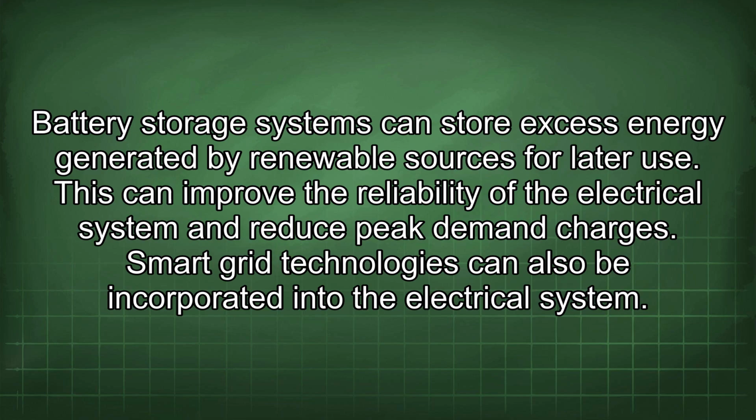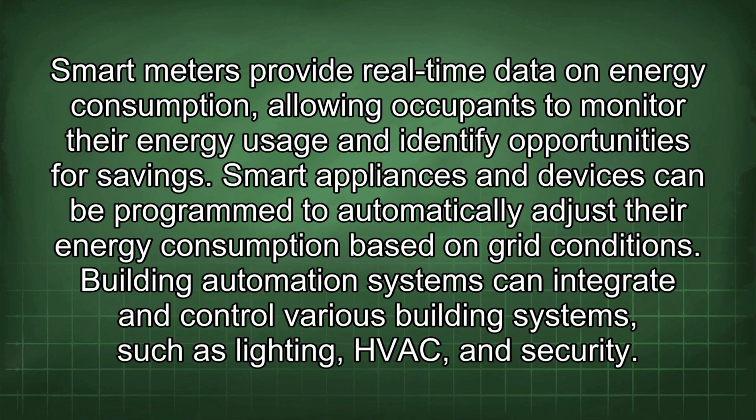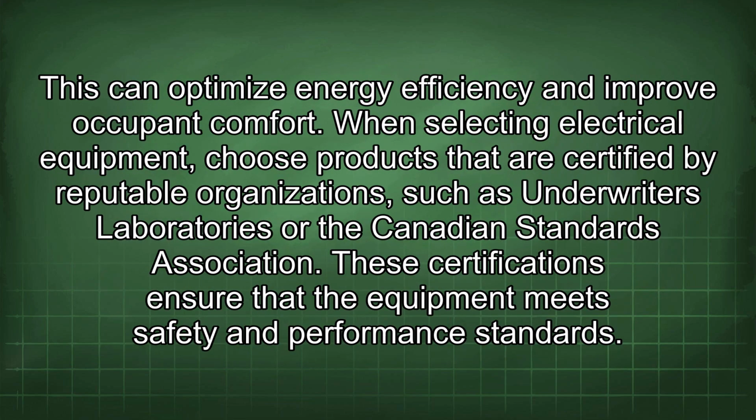Smart grid technologies can also be incorporated into the electrical system. Smart meters provide real-time data on energy consumption, allowing occupants to monitor their energy usage and identify opportunities for savings. Smart appliances and devices can be programmed to automatically adjust their energy consumption based on grid conditions. Building automation systems can integrate and control various building systems such as lighting, HVAC, and security. This can optimize energy efficiency and improve occupant comfort.